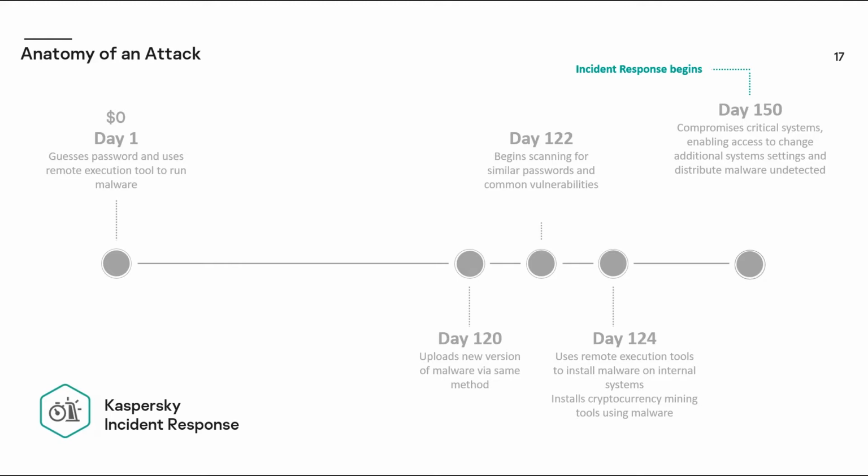Okay, so starting with threat hunting, we're going to give you an example of a recent incident we worked on. Now, this is a real attack that happened to a customer recently. Kaspersky was called in to do an incident response and investigation on day 150. And of course, with IR, you always work your way backwards from the day you start. So we will start with day 150.